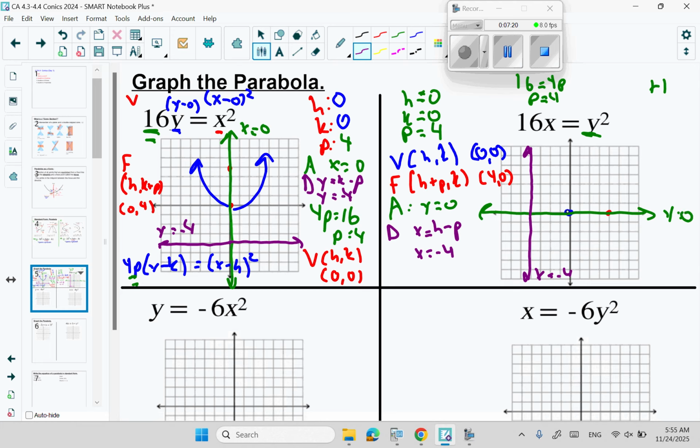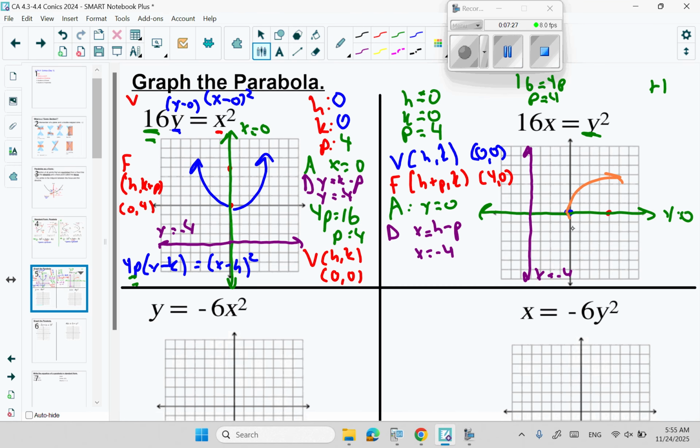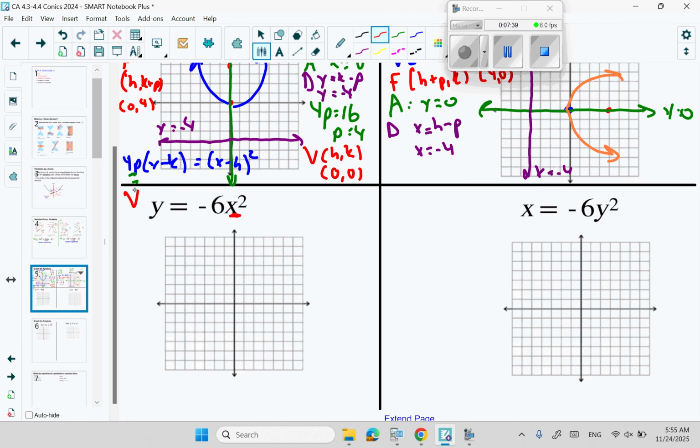My parabola should open from my vertex towards my focus, away from my directrix, so something like that. Okay. Here, x is being squared, so this has to be vertical. So find my h, k, and p.